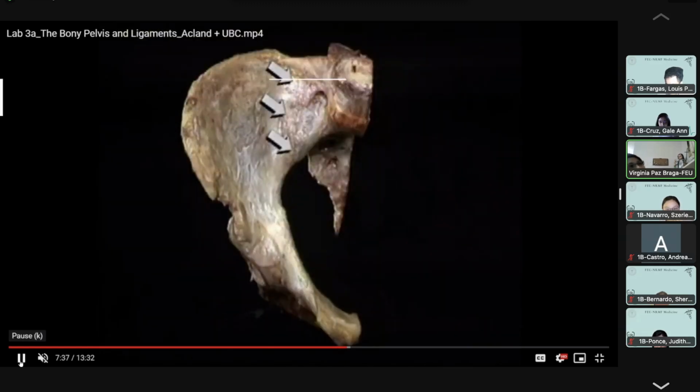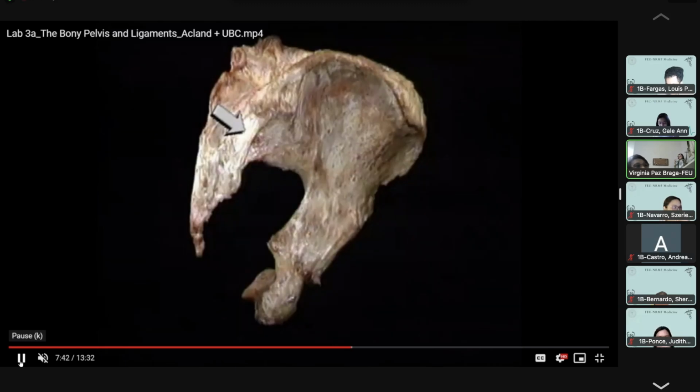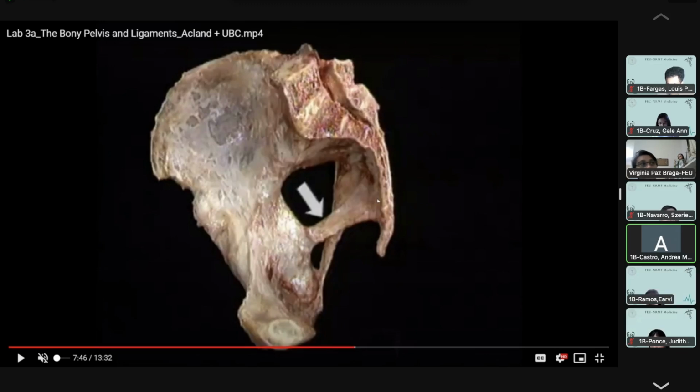Oops. This is good to know. Your sacroiliac ligaments, anterior and posterior. Okay? What is this now? Tingnan niyo yung attachments. Sacrum to blank. Sacrum to blank. What is this? Sacrotuberous ligament. Very good. Okay. Next. What is this ligament this time? Sacrospinous ligament.